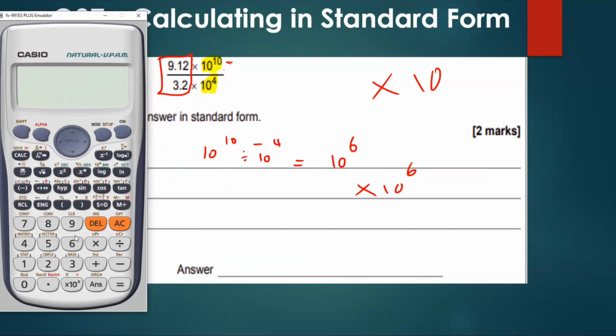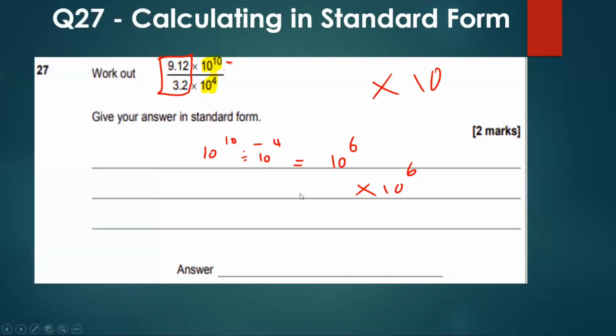I can also do it in this way as well, just to show you. 9.12 over 3.2, which is 2.85 times, which is actually 2.85 times by 10 to the power of 6. So that is it in standard form, 2.85 times by 10 to the power of 6.